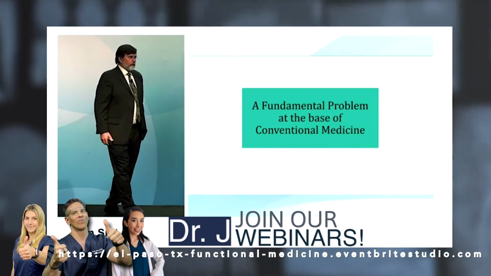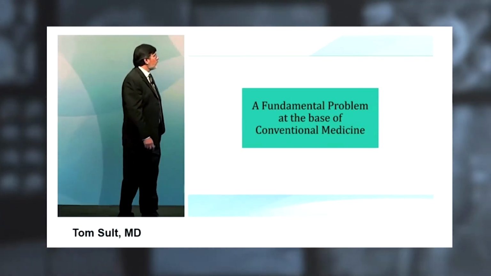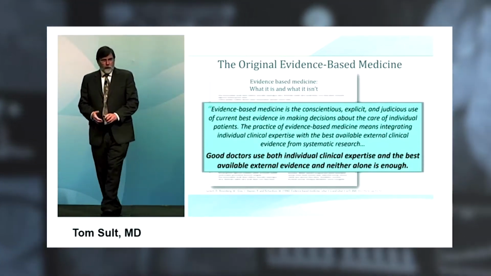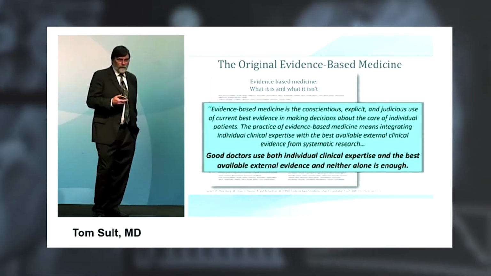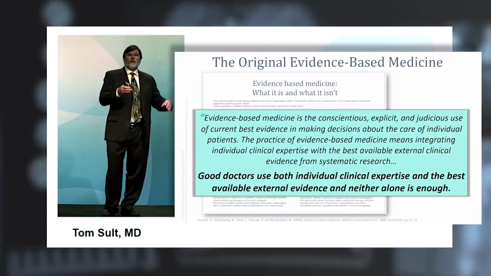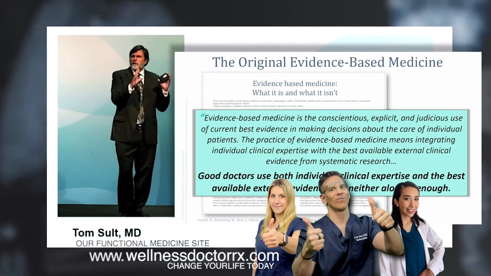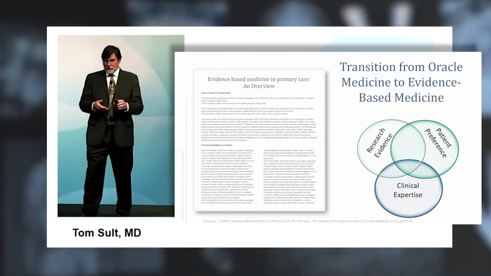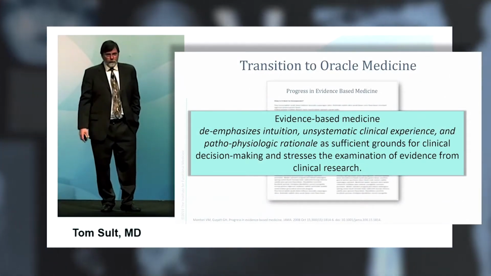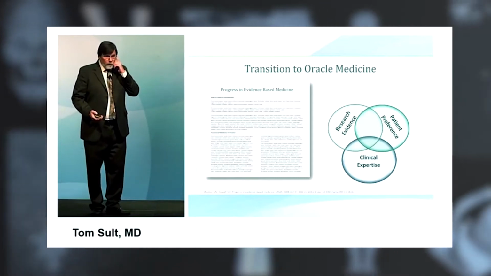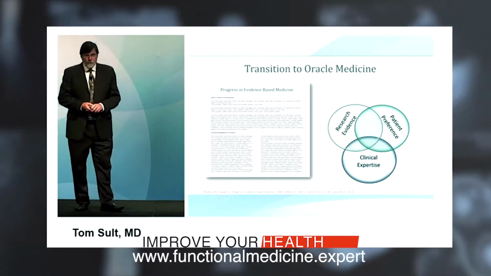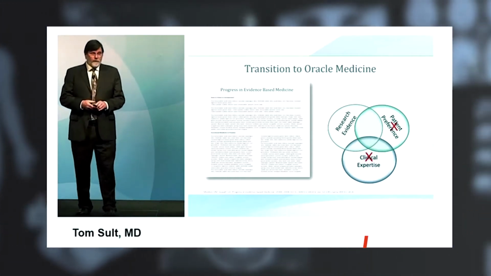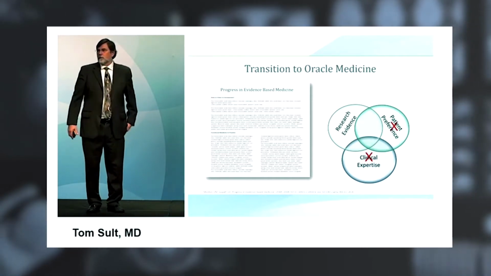We have a fundamental problem in medicine, and Dr. Lukaser just alluded to it, and it is really about evidence-based medicine. Evidence-based medicine is the conscientious, explicit, and judicious use of current best evidence in making decisions about individual care. And so good doctors use their own personal clinical experience, the patient's preference, and the best science. So we have this Venn diagram, and that intersecting area in the center seems like a really sweet spot, right? Then we see the progress of evidence-based medicine, where we de-emphasize clinical experience, de-emphasize patient preference, and focus solely on the evidence.